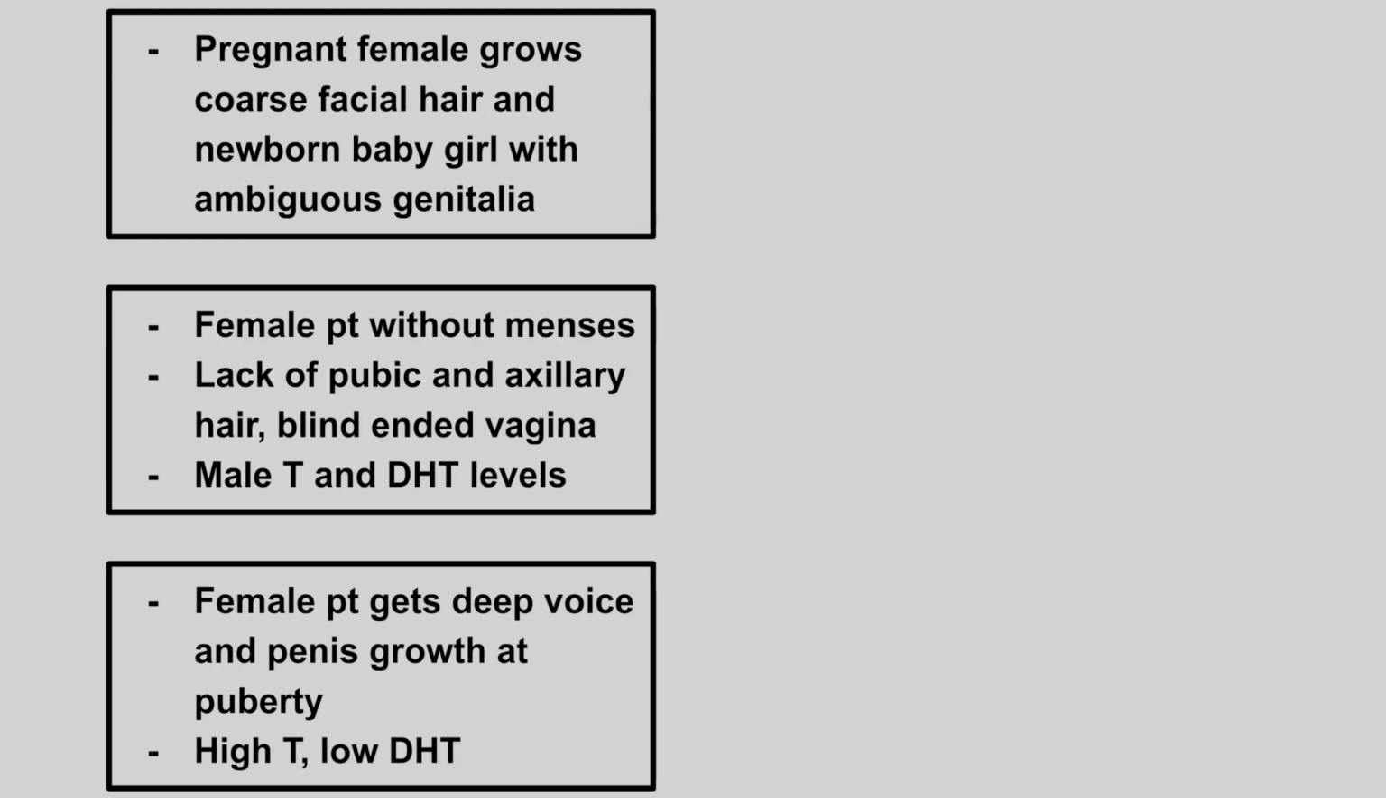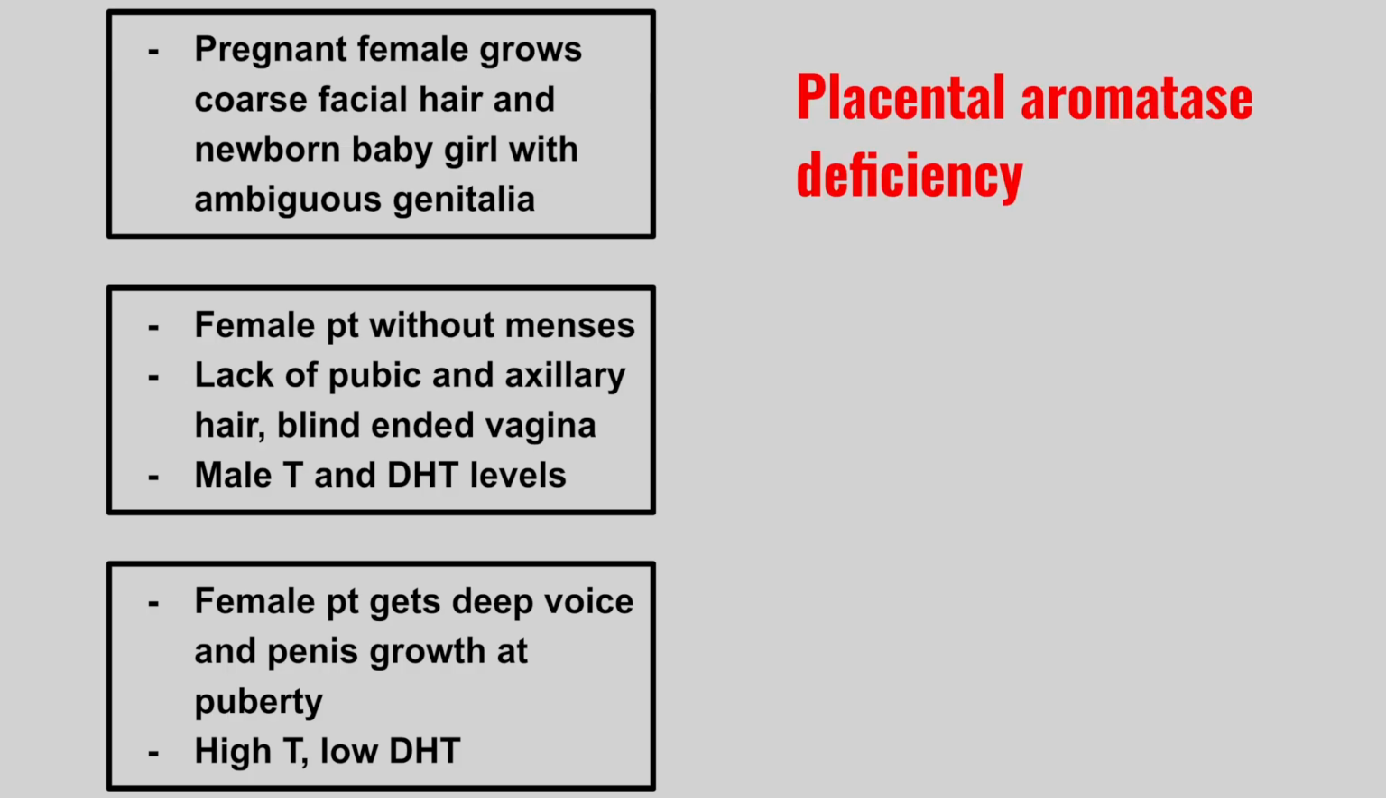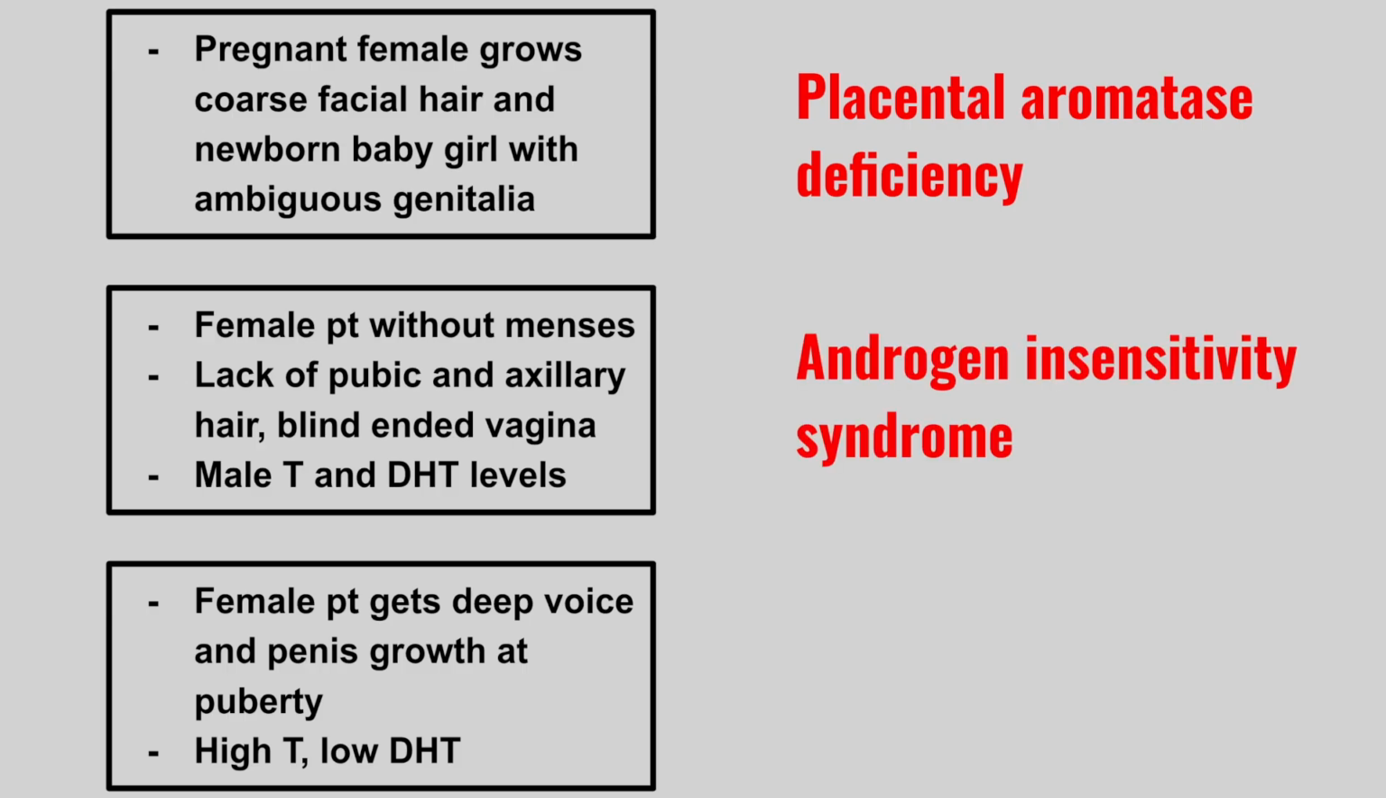Next, we have a pregnant female who grows coarse facial hair, and the newborn baby girl is born with ambiguous genitalia. So this is placental aromatase deficiency. Next, we have a female patient without menses, lack of pubic and axillary hair, a blind-ended vagina, and male levels of testosterone and DHT. So this is androgen insensitivity syndrome.